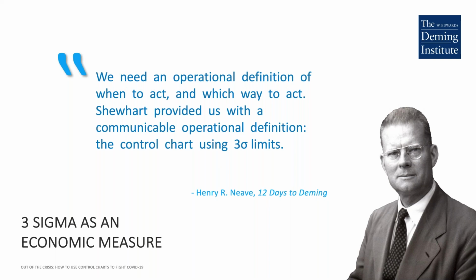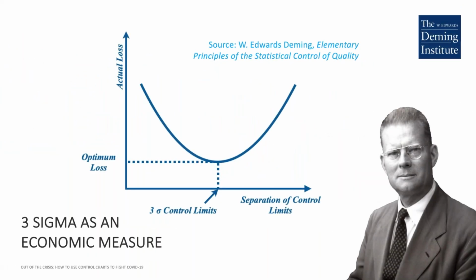It has nothing at all to do with how many errors we make on an average in 500 or 1,000 trials. No, no, no. It can't be done that way. We need an operational definition of when to act and which way to act. Walter Shewhart provided us with a communicable operational definition, the control chart using the 3 sigma limits. Shewhart contrived and published the rule in 1924. Nobody has done a better job since.